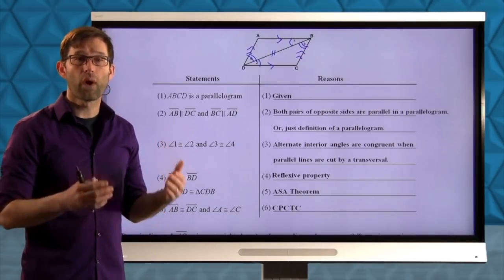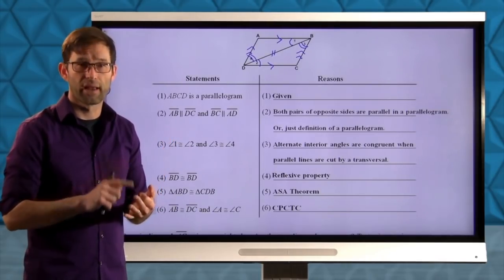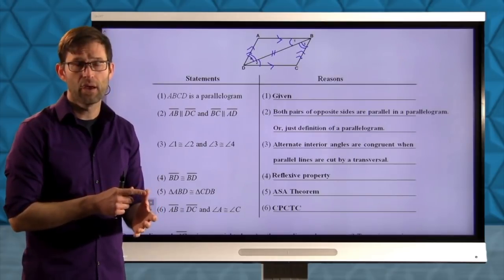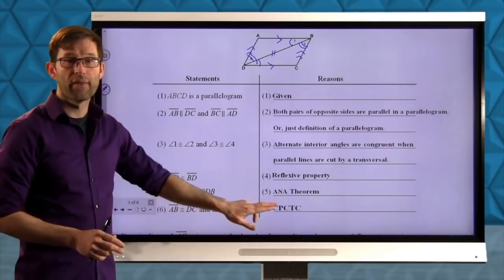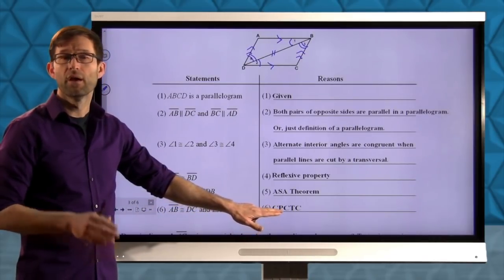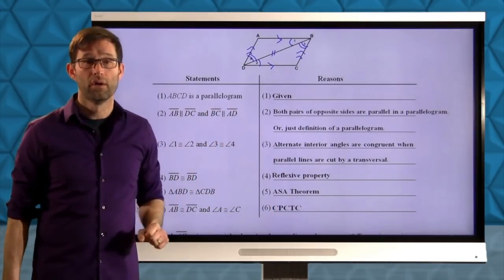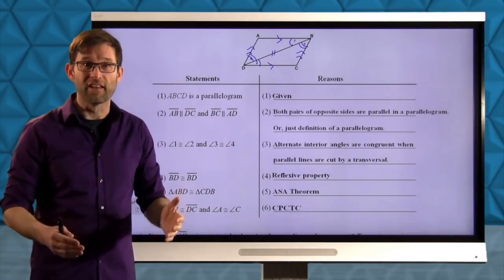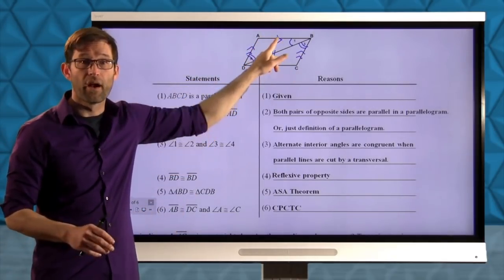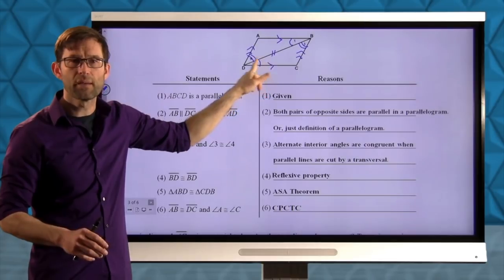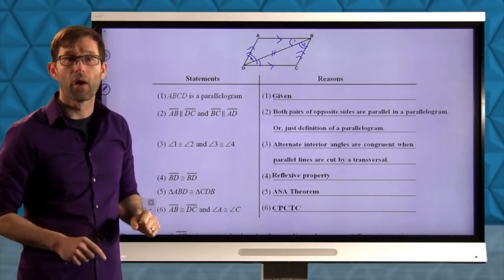And then we use triangle proof and the 5 triangle congruence theorems: side-side-side, side-angle-side, angle-side-angle, angle-angle-side, and hypotenuse-leg, to then prove that 2 triangles are congruent, and then we use CPCTC reasoning to prove that either 2 sides or 2 angles of the quadrilateral are congruent. It's kind of neat, all right? And we now know, based just on parallelism, that opposite sides of a parallelogram are the same length, and opposite angles of a parallelogram are the same measure.